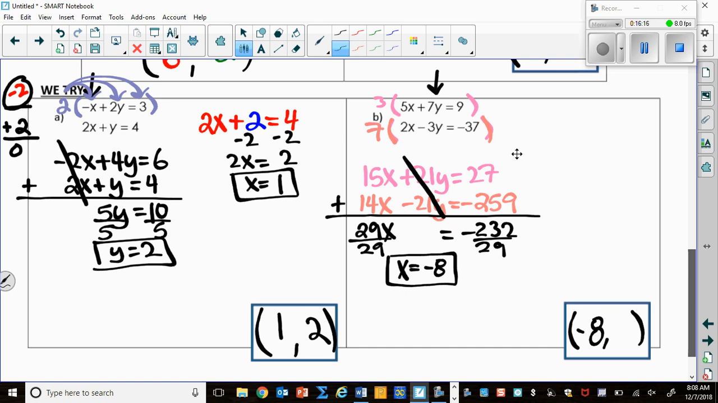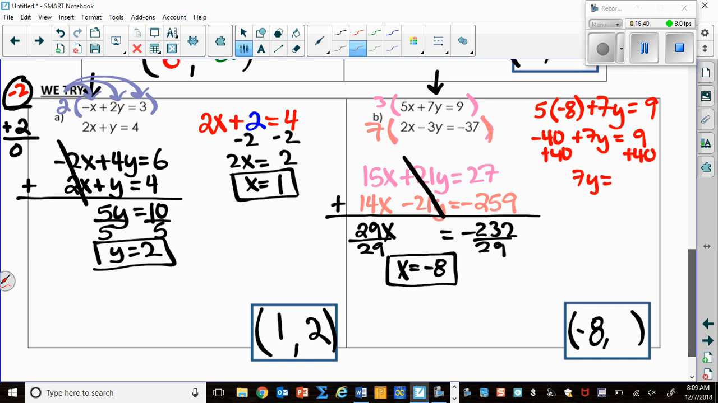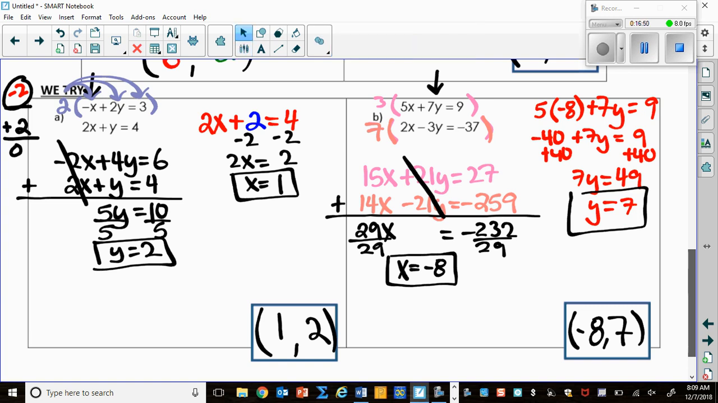Okay, so I'll use the first one. Why not? I'm going to plug in -8 into x so that I can get my y value. So I'm going to pause the video just to save time. Okay, so I wrote down my equation. Now I'm just going to solve for y. 7y equals 49. Y equals 7. So I got my 7. Now, last step, just make sure you did it correctly. So I'm going to plug these numbers into the original equation.